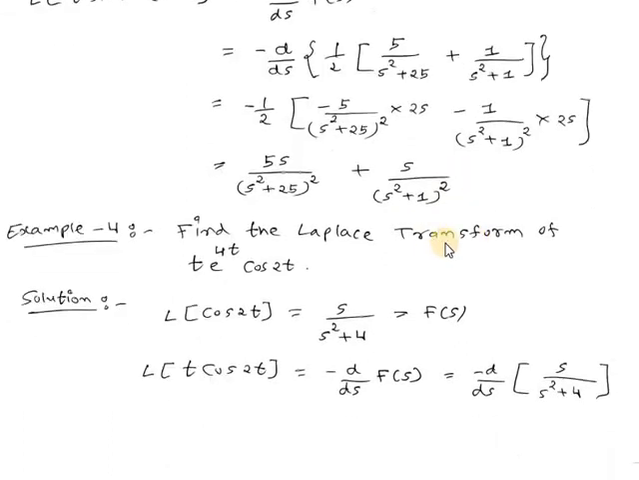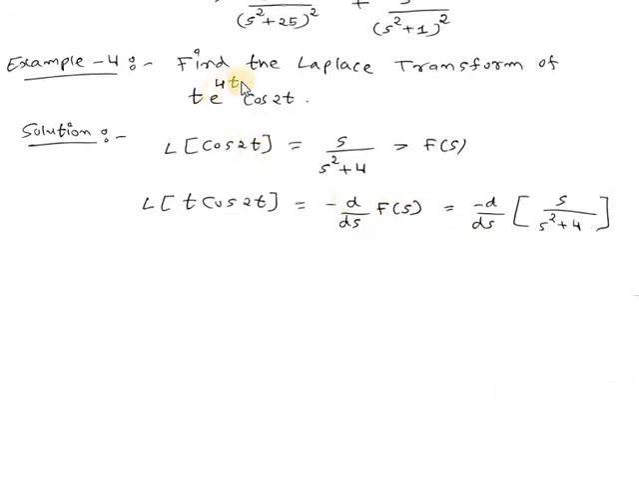Now let us discuss the fourth example. Find the Laplace transform of t into e raised to 4t cos 2t. So this is an example where two properties are there, first the shifting property and the multiplication by t property. So first of all, we will find out the Laplace transform of cos 2t. So the Laplace transform of cos 2t will be s divided by s square plus 4, because here a is 2.